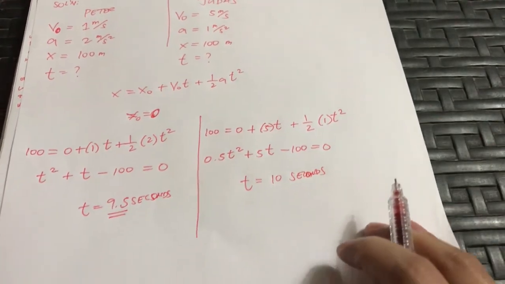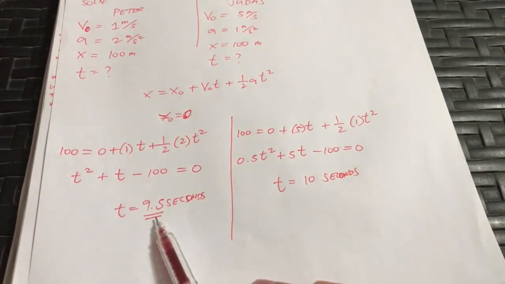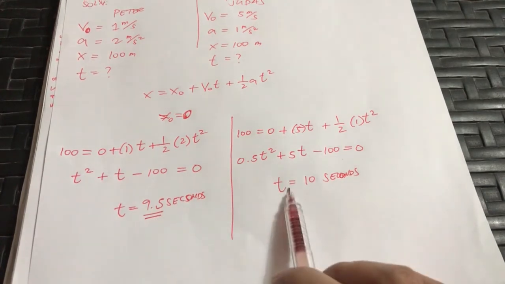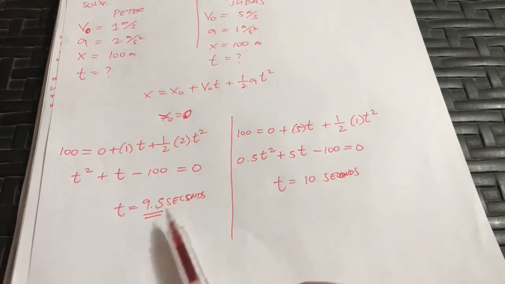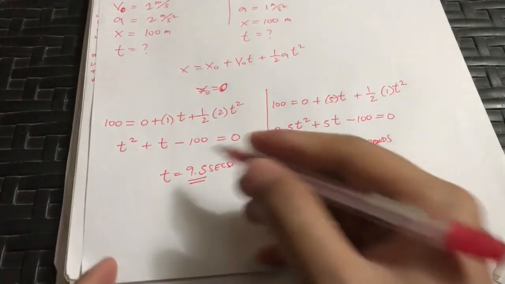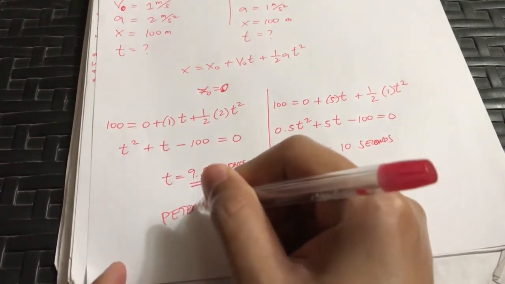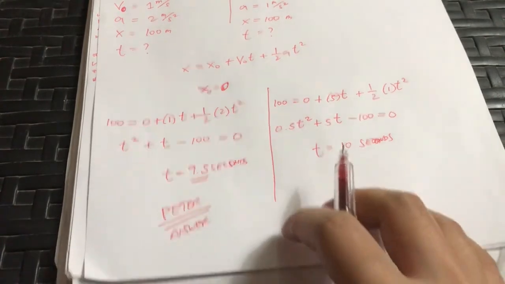So obviously Peter just needs 9.5 seconds to reach the finish line, while Judas needs 10 seconds to reach the finish line. So Peter will obviously reach the finish line first. So the answer is Peter.